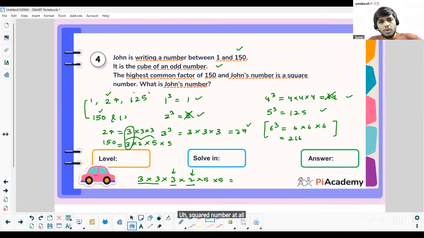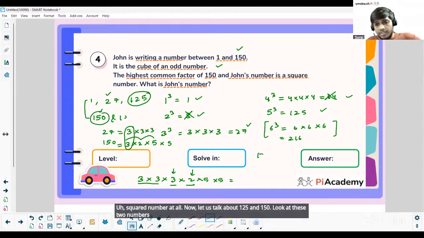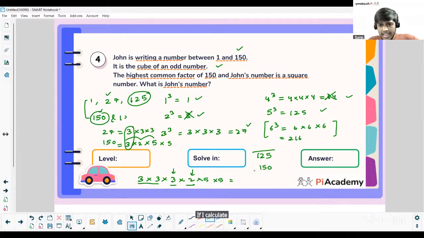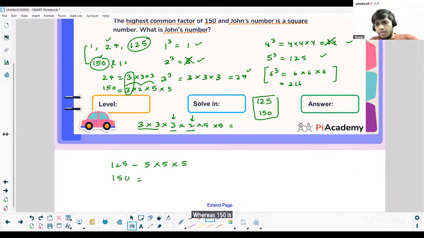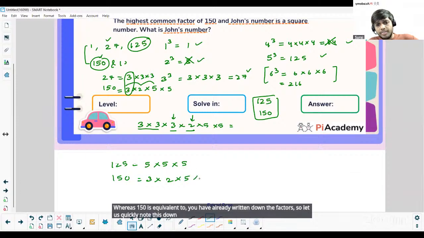Now let us talk about 125 and 150. Look at these two numbers. You have 125 with you, you have 150. If I calculate the LCM of these two numbers, what is it going to be? 125 is equivalent to 5 times 5 times 5, whereas 150 is equivalent to, you have already written down the factors, so let us quickly note this down: 3 times 2 times 5 times 5.